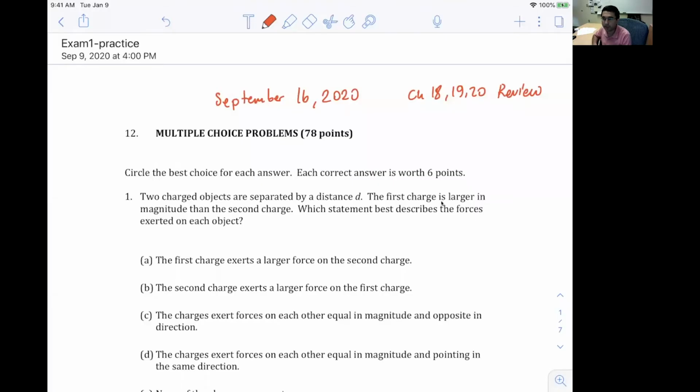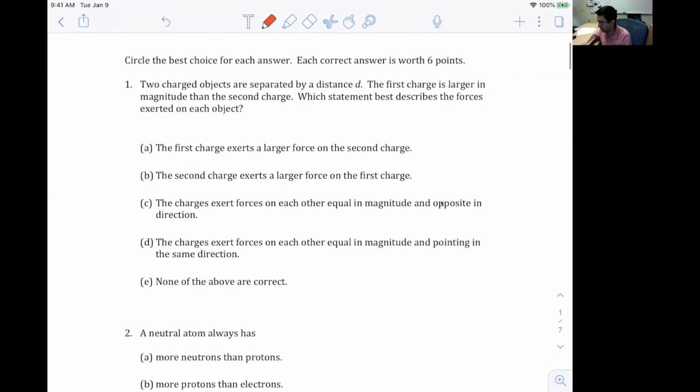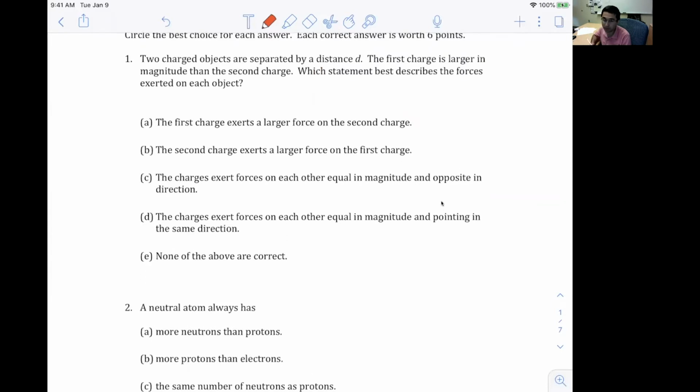Hi everyone. Today we will review chapter 18, 19 and 20 by solving the practice exam. In the exam there will be 20 questions and they are all multiple choice problems. And today I will solve 13 multiple choice questions, which kind of serves as a practice for the real exam.